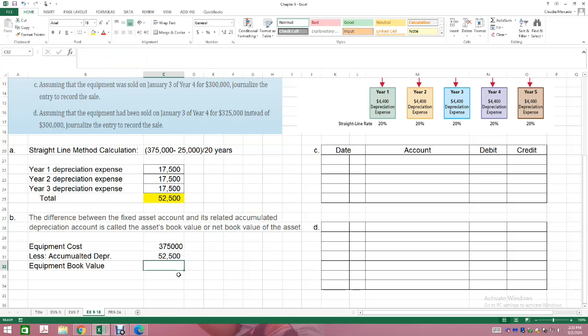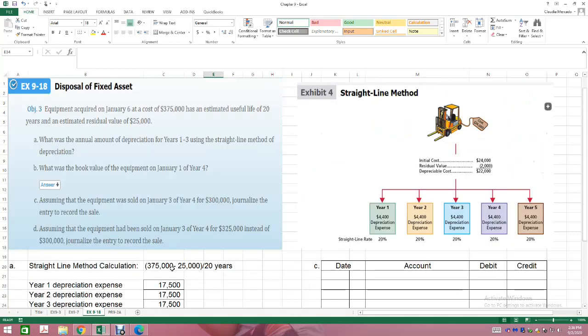So what is the book value? The book value is going to be the equipment cost minus, less, the accumulated depreciation, and that gives me 322,500. That is how much that piece of equipment is valued in my books. Okay, and that's very important, because if you're wanting to sell this asset, you have to calculate your book value to see how much you're holding that asset in your books for. Okay, that is letter B.